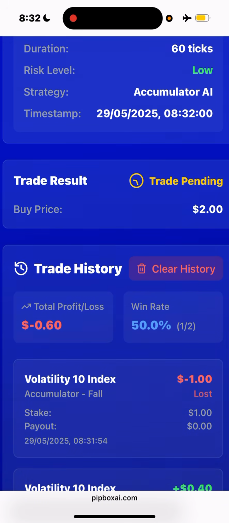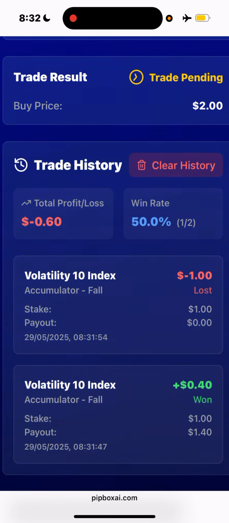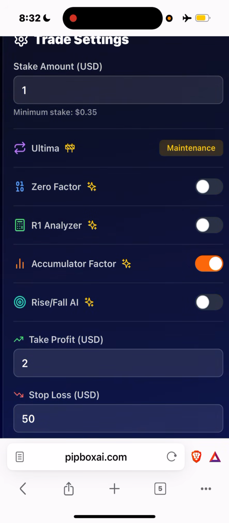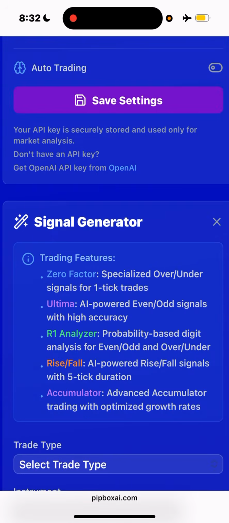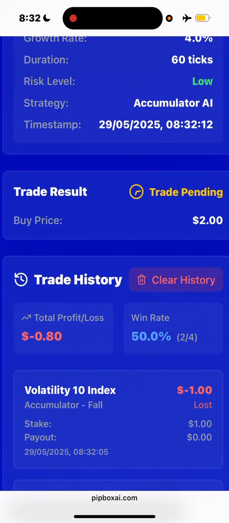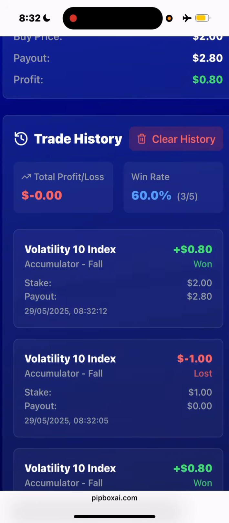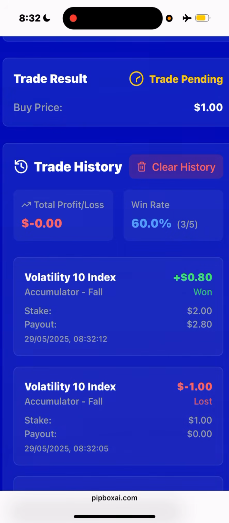Oops, I think we did not. Did we set this? Shit, we left the stake to 1. We were supposed to use a stake of 2, but let's wait for it to start floating back into profit, and then we can disable it.